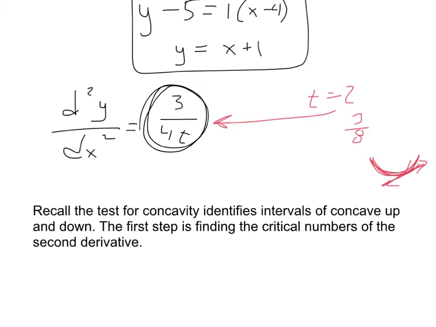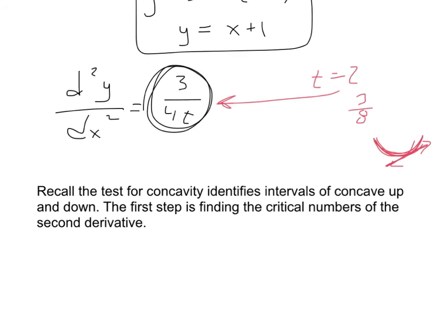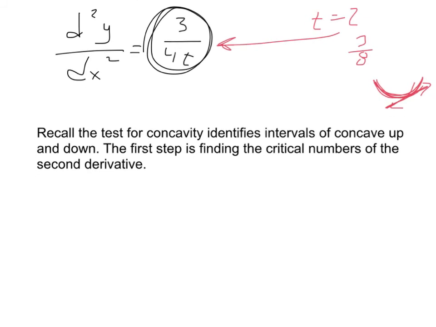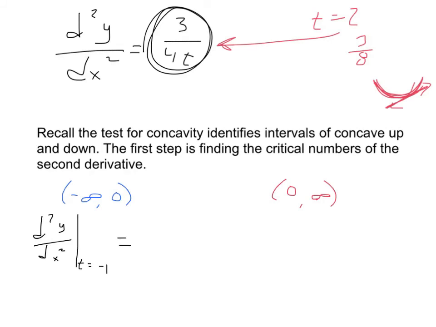Well, the only place it's undefined is at 0, so I take that value and set up intervals. We would have one interval going from negative infinity to 0, and then another going from 0 to positive infinity. Then on each of these intervals, I pick a value and evaluate the second derivative. So if I evaluate the second derivative for t being, let's say, -1, I'm going to end up getting -3/4, which means my function is concave down here.